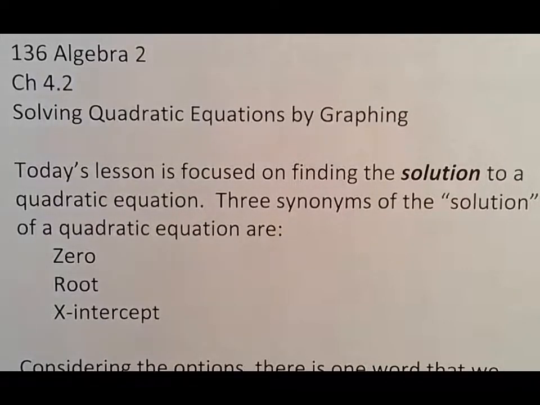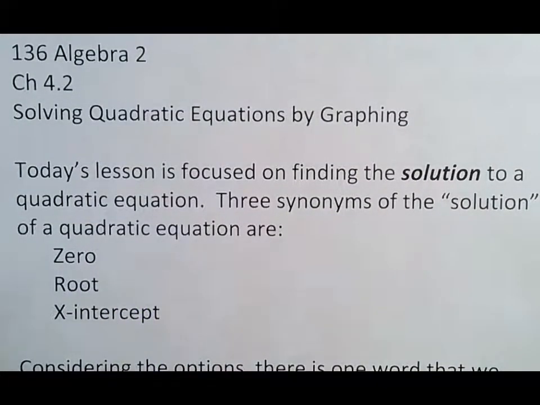Today's lesson is focused on finding the solution to a quadratic equation. We know what a synonym is. It means words that mean the same thing. So smart, intelligent, genius, I don't know, I'm not great with that stuff, not whenever I'm just throwing it off the top of my head, but synonyms of solution are zero, root, and x-intercept.